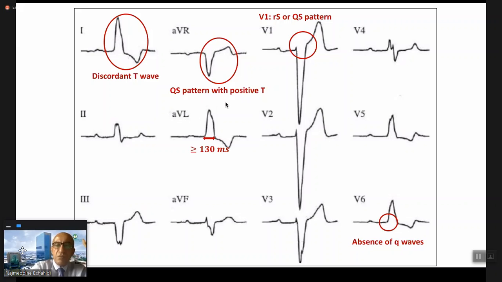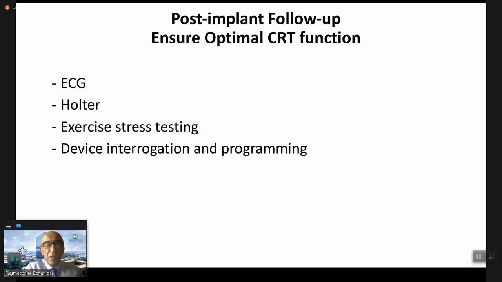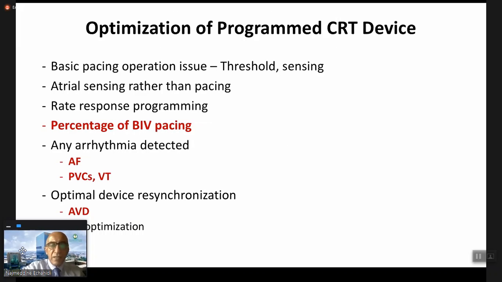For example, such a patient, for sure, if he is already on optimal medical treatment, most likely he will benefit from CRT. And you see here, according to the recent guidelines published in 2016, the wider the QRS, the more benefit the patient will get. And the cutoff was 130 milliseconds. I can remind everybody of the story: when CRT started, we were implanting patients above 120 milliseconds, and today 130 milliseconds is a contraindication for CRT. So now I come to the optimization of the device by itself.